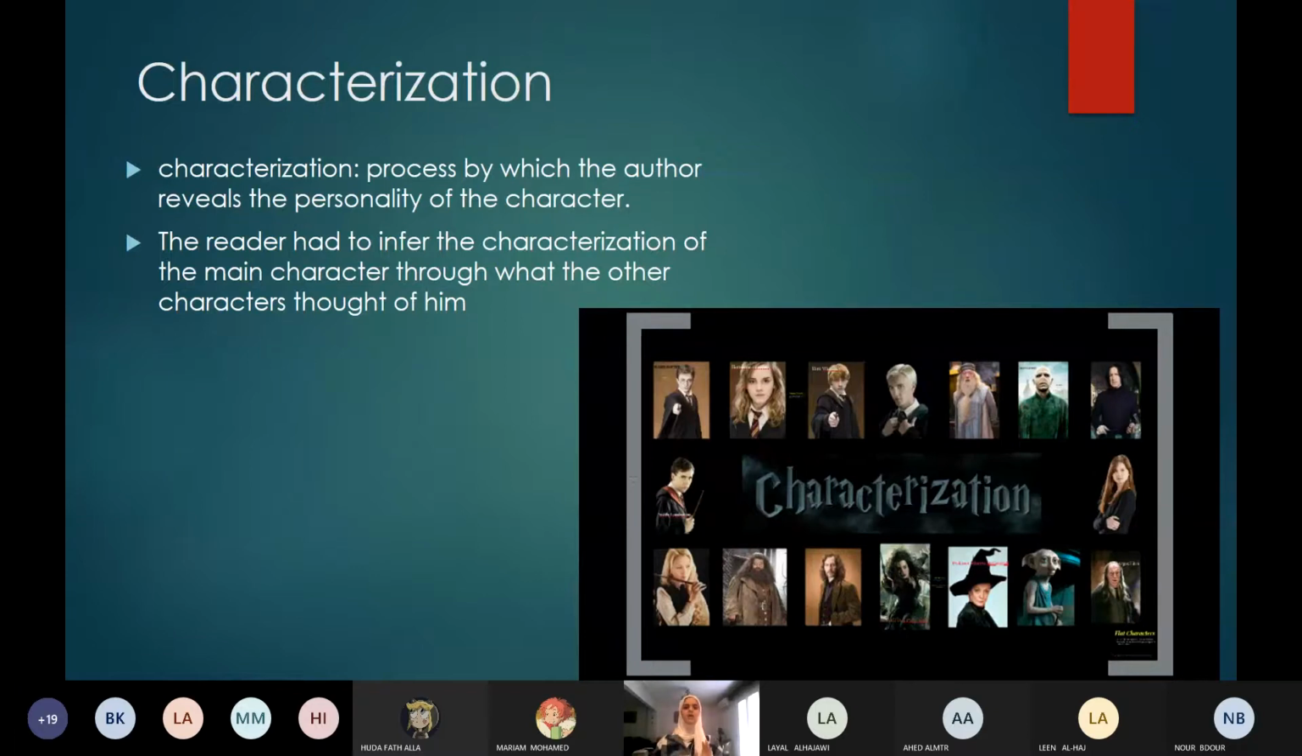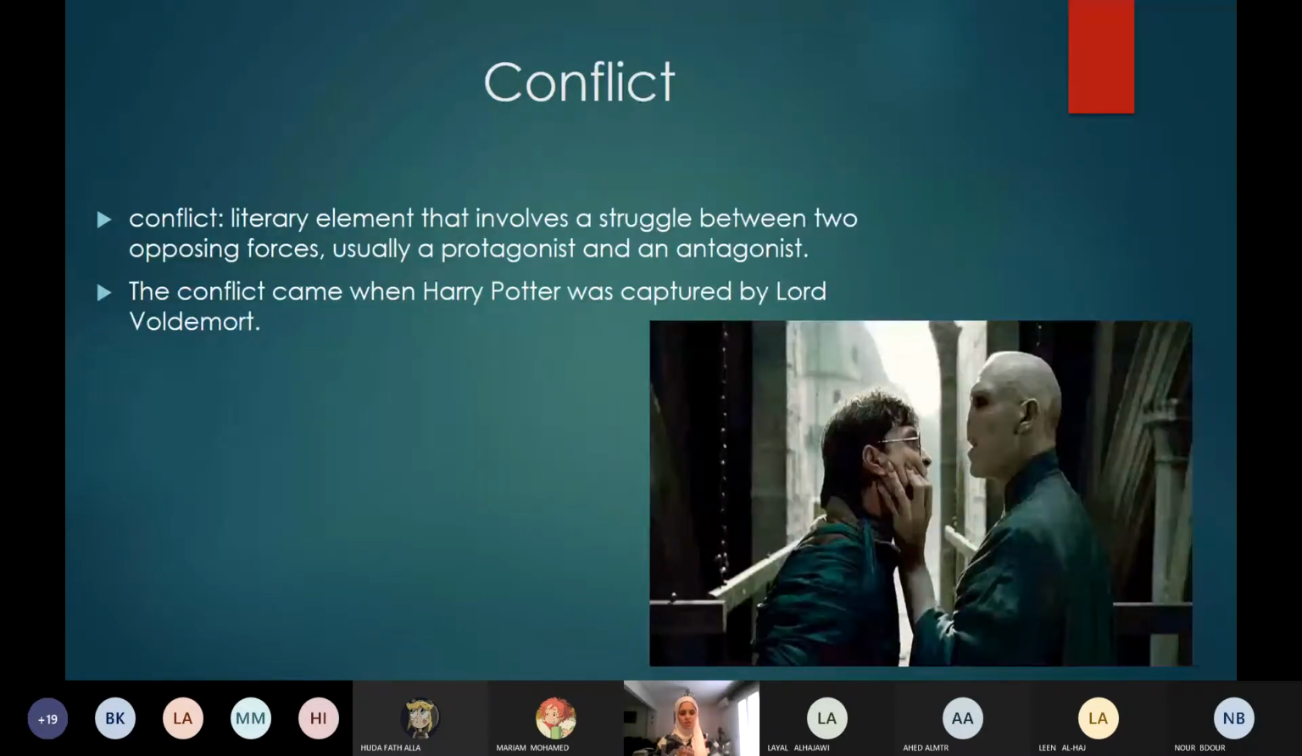Okay? Then the conflict. Conflict is the struggle between the opposing forces. Usually, it is between a protagonist and an antagonist. So in Harry Potter, we have Harry. Harry is the protagonist. And Lord Voldemort is the antagonist. He is the one who is opposing Harry. The conflict came, so this is an example, when Harry Potter was captured by Lord Voldemort. So now you understand antagonist, characterization, conflict.